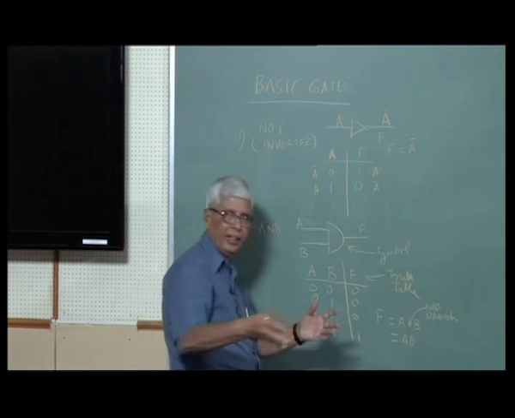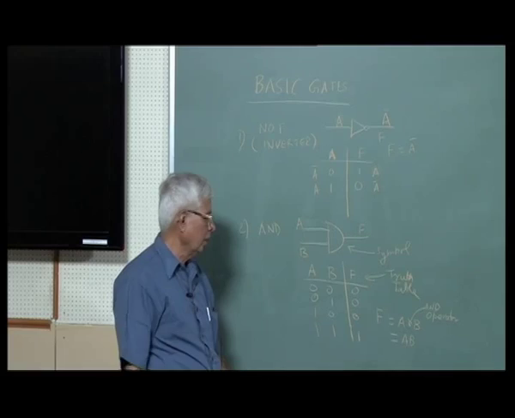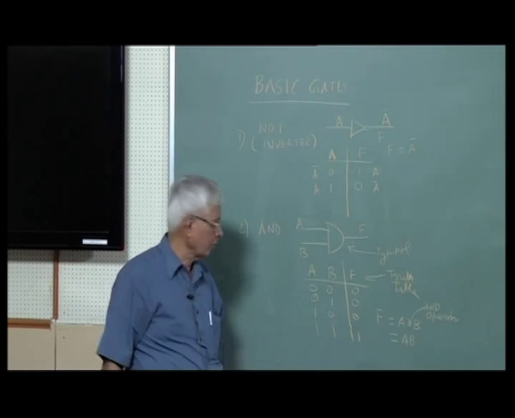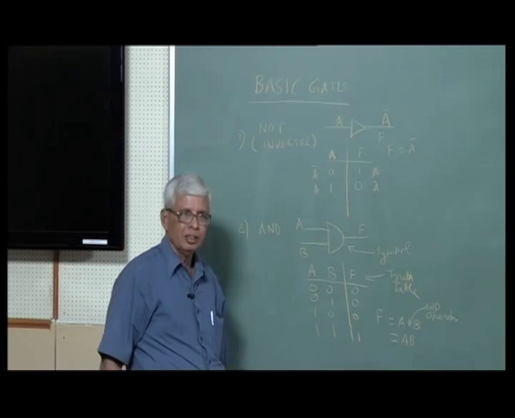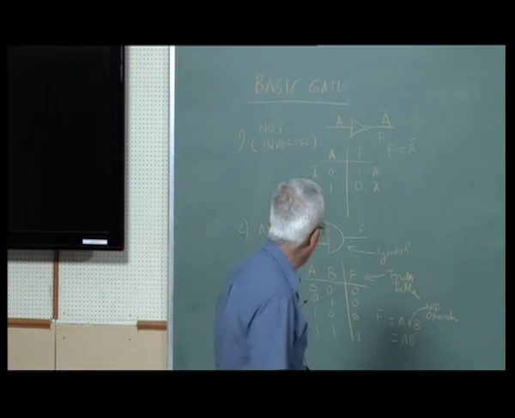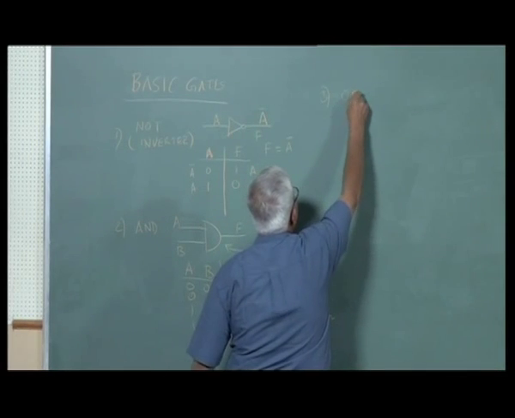As you go higher and you forget to put this dot, it doesn't matter. F equal to AB, which is understood as A and B. You read it as A and B, but in a hurry we will always say F is equal to AB, it doesn't matter. Then the OR gate. Either A or B.